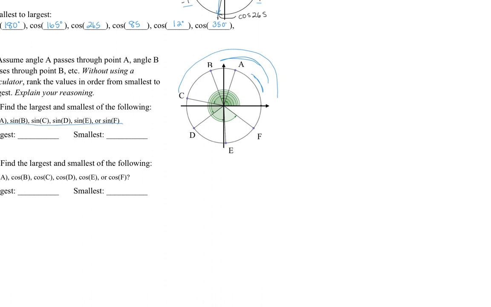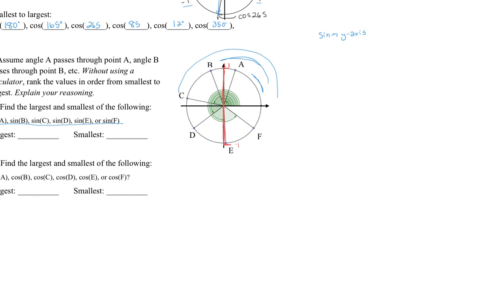So if we remember from the previous problem, sine is typically associated with the y-axis. So if we do what we did for the last one, we'll look on the y-axis, and assuming this is a unit circle, this is -1, this is +1. So we're trying to see our y's from smallest to largest, from bottom to top, or from top to bottom, largest to smallest.